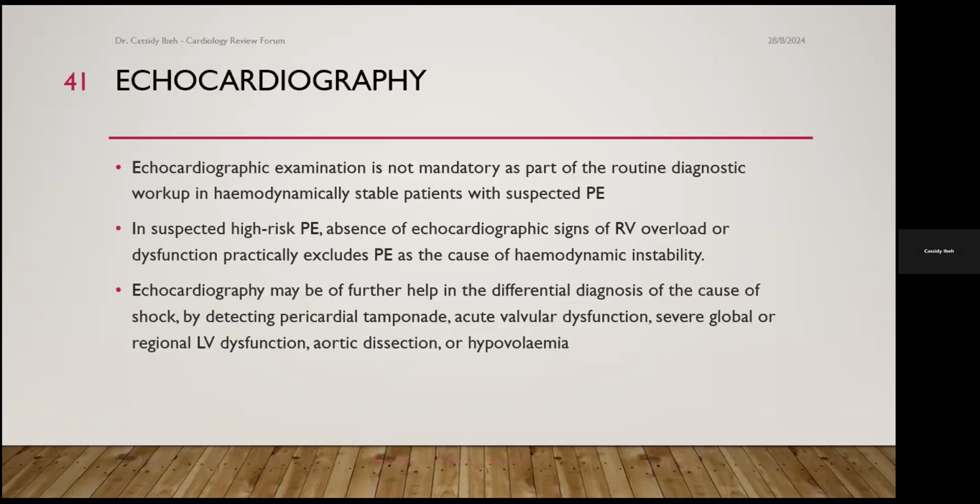Now, echocardiographic examination is not mandatory as part of the routine diagnostic workup in hemodynamically stable patients with suspected PE. In suspected high-risk pulmonary embolism, absence of echocardiographic signs of right ventricular overload or dysfunction practically excludes pulmonary embolism as the cause of hemodynamic instability. What echo does is help in the initial diagnosis of the cause of shock, whereby you may detect pericardial tamponade, acute valvular dysfunction, severe global or regional left ventricular dysfunction, or aortic dissection.